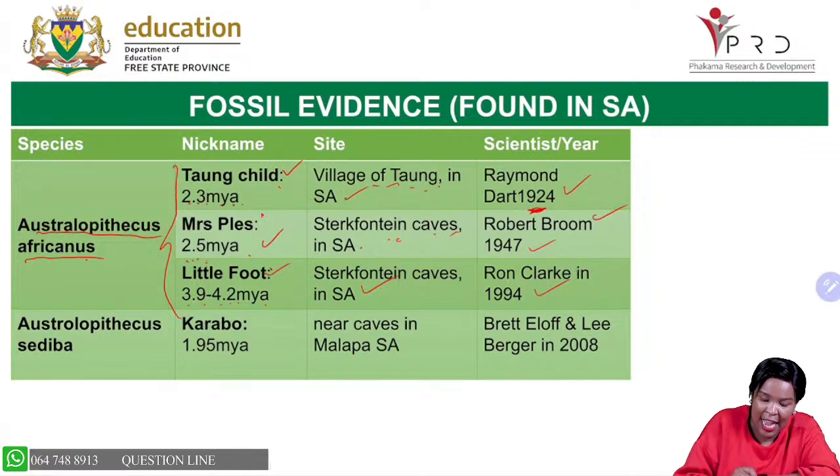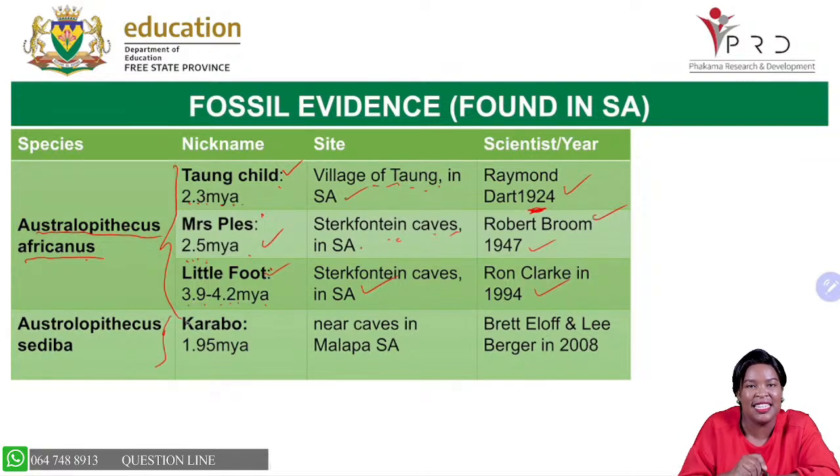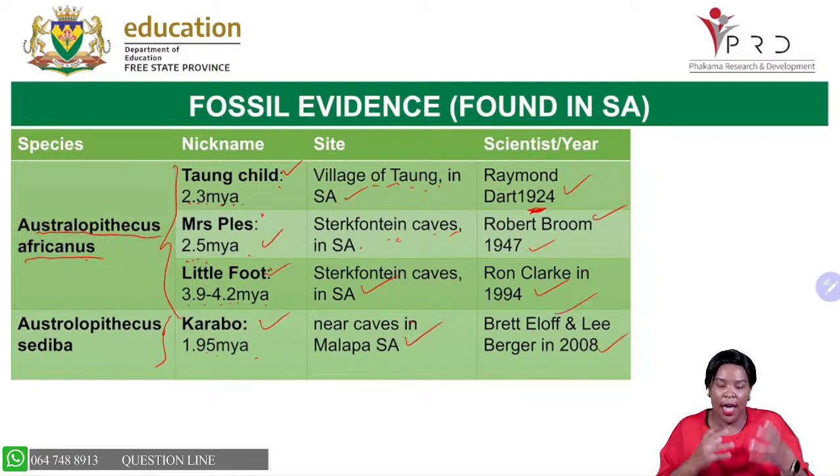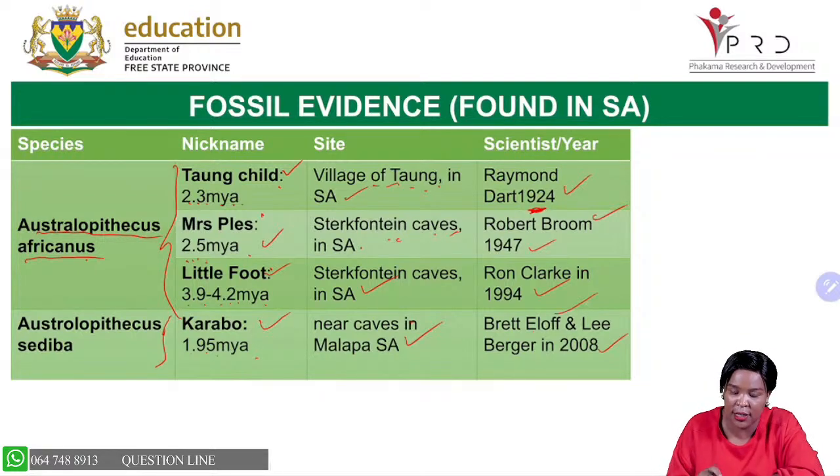Then another species that was found in South Africa is Australopithecus sediba. An example of Australopithecus sediba is Karabo, which lived about 1.95 million years ago. It was found near the Malapa caves in South Africa by Matthew Berger and Lee Berger in 2008. So this is just a memory. You need to just recall this information as it is.